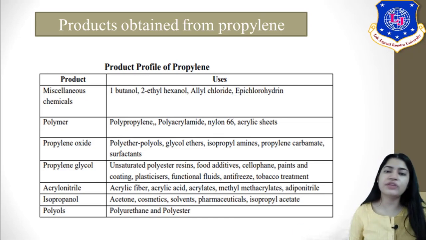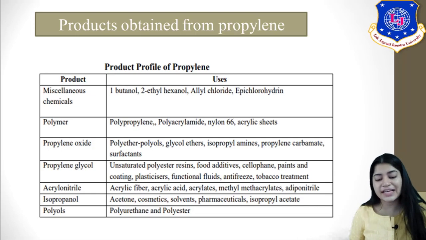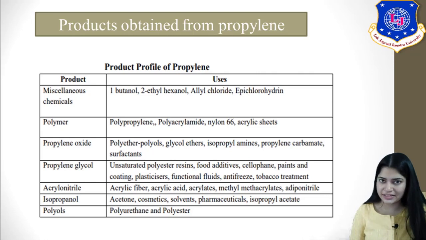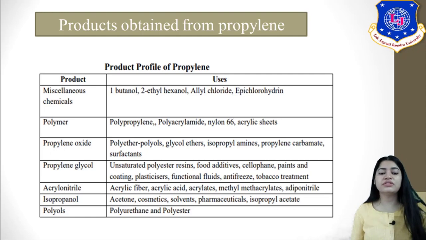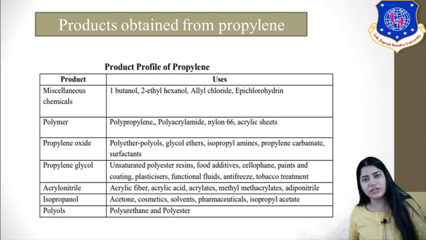The next is acrylonitrile, which is obtained from propylene. It is further reacted to give you acrylic fibers, acrylic acid, and acrylates. Now, isopropanol is used for acetone, for cosmetics, and as a solvent in the pharmaceutical industry to further make isopropyl acetate. Last are the polyols, obtained from propylene, which are used in polyurethane and as a polyester. So these are the products obtained from propylene and their further uses.